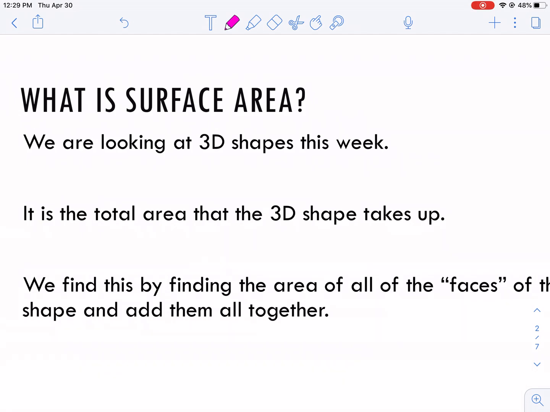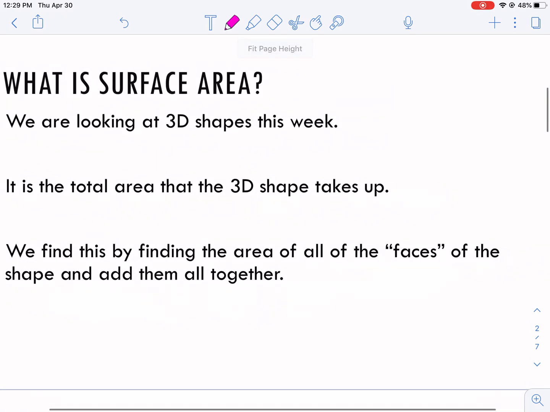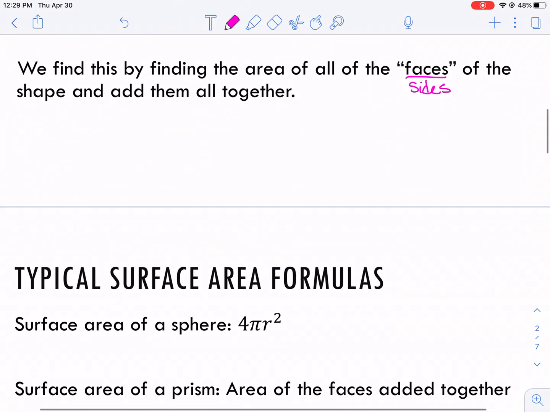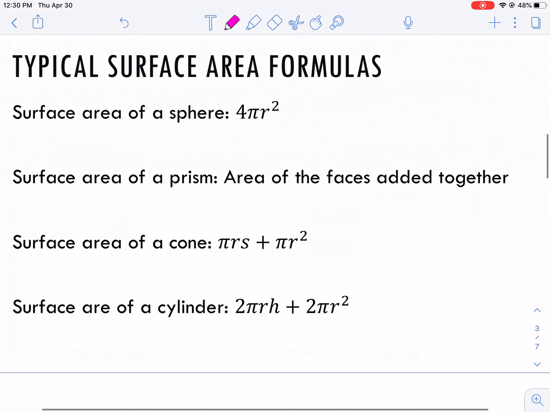So if you think about, for instance, a dresser, it's the total area it takes up, not how much we can fill up in that, but how much space it takes up in our 3D world. And so we do this by finding the area of all the faces, which are the sides of the shape, and then we just add them all together. So these are some common formulas.